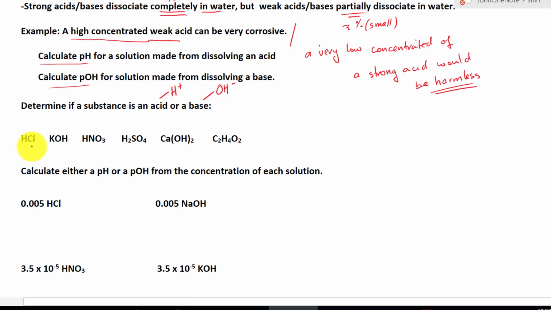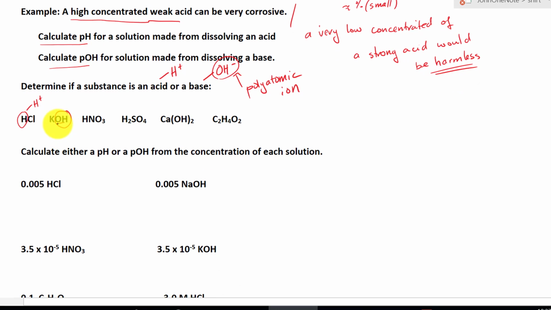Let's look at this one, HCl. Does it have any OH-? No, so it cannot be a base, but it has that H+ right there. How about KOH? It doesn't have an H+, but right there, we have that OH-. And notice how OH is a polyatomic ion, so it always stays together. That's the reason why you have OH- next to each other. Then we have HNO3. Do we have any OH-? No, we have that H+ right there, so this must be an acid. And KOH must be a base.